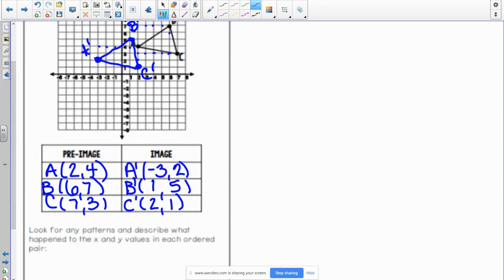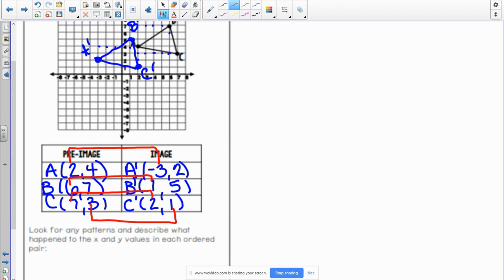Now, what I want us to start to notice is some type of trend. I want us to look from X to X, because that's what it's going to ask here. What are any patterns that are happening to the X values and the Y values? So every X to every X, and every Y to every Y. We're just going to start here. The point A starts at 2 on the X and went to -3. The point B is at 6 and went to 1. The point C is at 7 and went to 2.